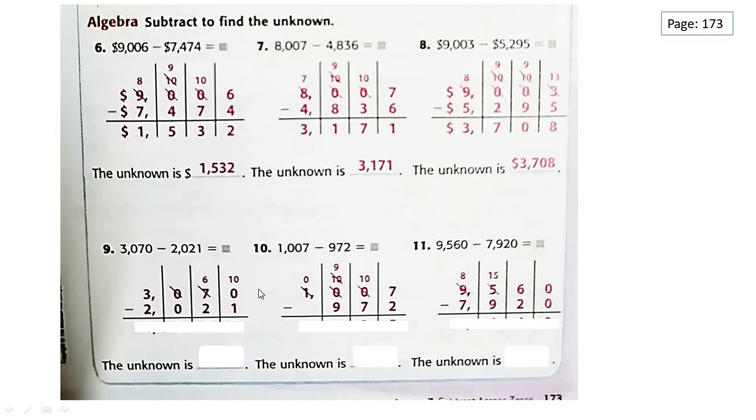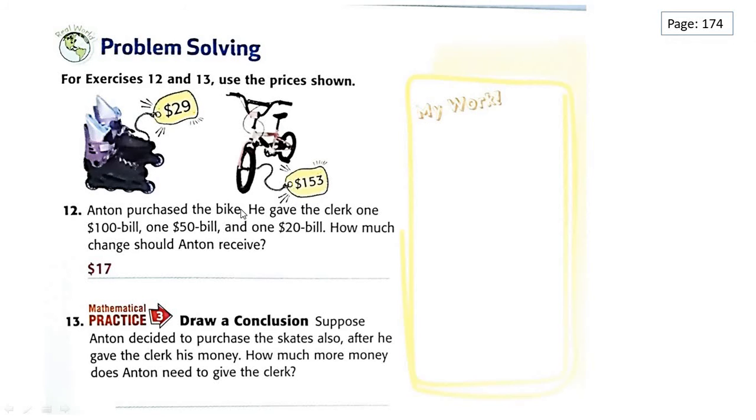The difference for question number 9 is 1049. And for question number 10 is 35. And for question number 11 is 1640. Let's see the next page.